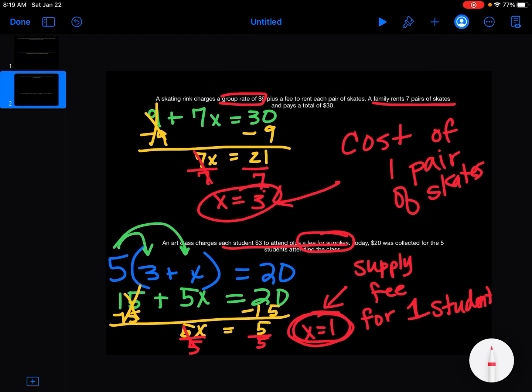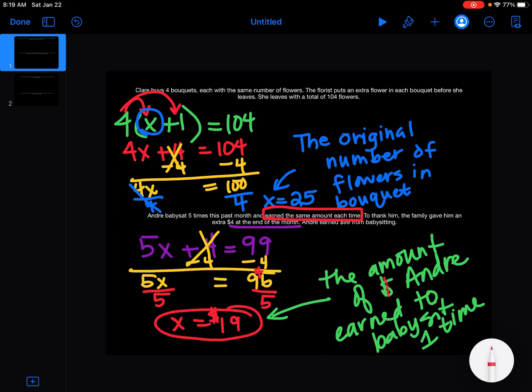Okay, so if you notice, it's the cost for 1 pair of skates, the number of flowers in 1 bouquet, the amount to babysit for 1 time. Okay, so we're talking about 1, the amount for 1. Notice that's the constant of proportionality. We talked about that earlier in the year. We're going to talk about that more this week, but I wanted to make sure those of you that were early birds and jumped in, you would know what to do.